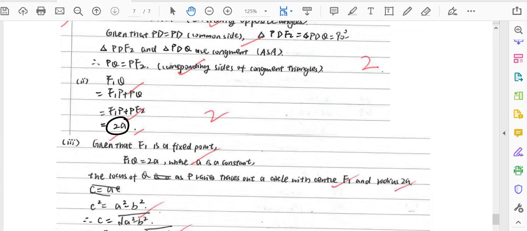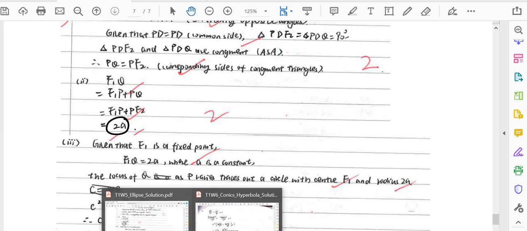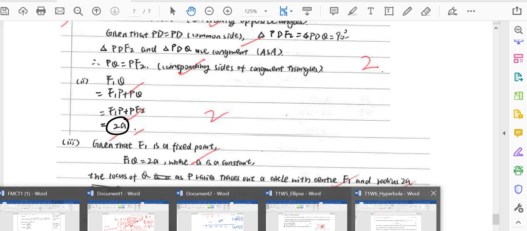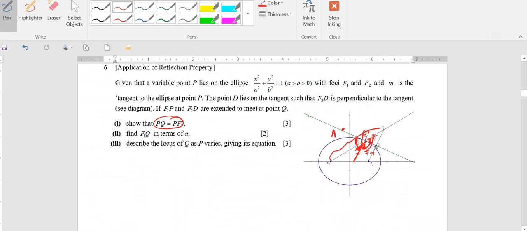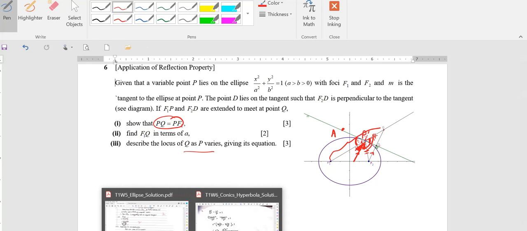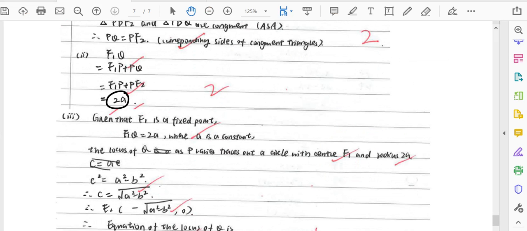And the last part wasn't well attempted because the question was to find the locus. Describe the locus of Q as P varies. It builds up, so you need to look into the results before this part. The result before this part was F1Q equals 2A, F1 being a fixed point and A being a constant. So it must mean that Q will vary in such a way that its distance from F1 is always a fixed value of 2A.